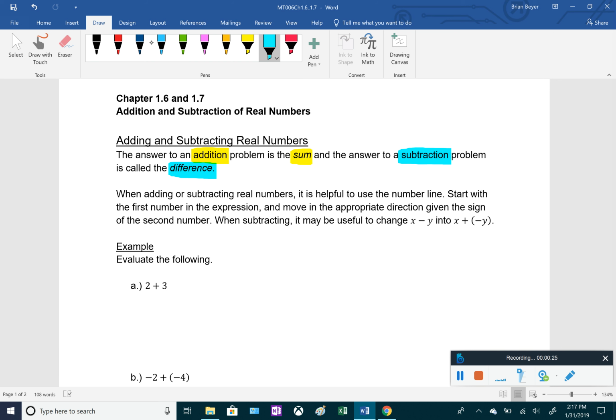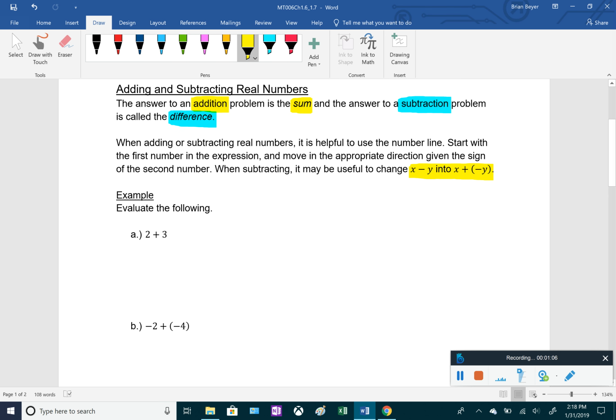When we're adding or subtracting real numbers, it may be useful to use the number line that we went over in previous sections. The way to do that is to start with the first number in the expression and then move it to the left or right. Left means we're subtracting, and right means we are adding. Depending on which way you think is useful, you may want to change an expression from x minus y into x plus negative y. Those mean the exact same thing, so whichever one you like better, you can use that one.